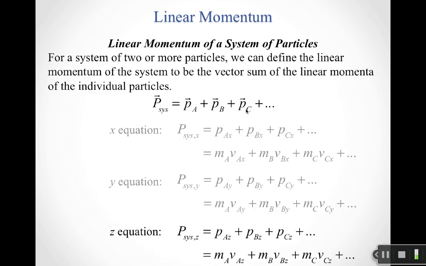So calculating the linear momentum of a system of particles means that we just need to do the vector summation to add up the individual linear momentum of all the particles in our system.